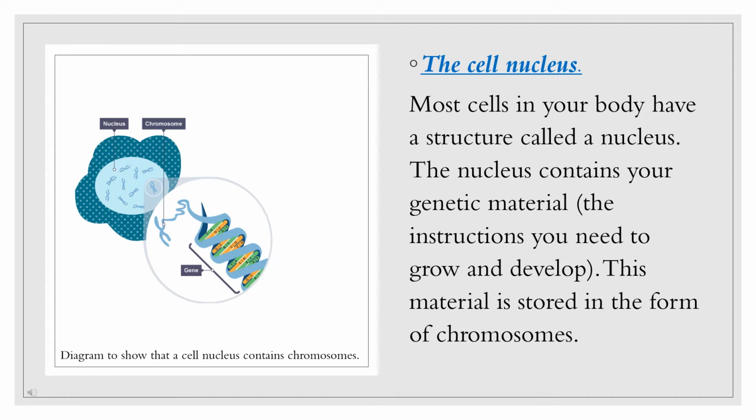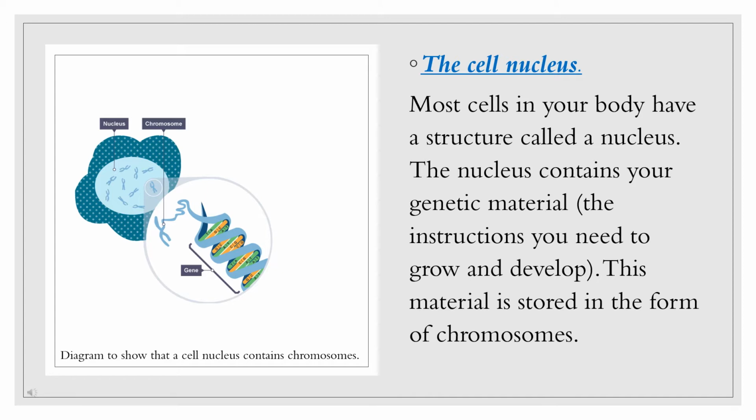Basically, most cells in your body have a structure called a nucleus. The nucleus contains your genetic material. The genetic material is the instructions you need to grow and develop. This material is stored in the form of chromosomes.